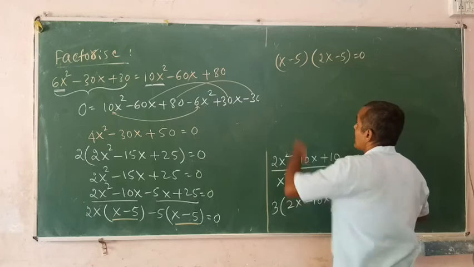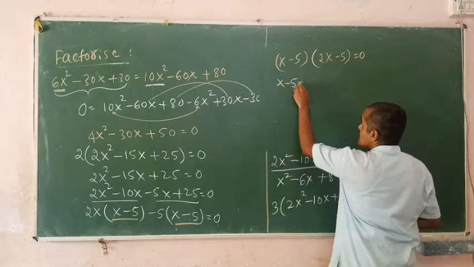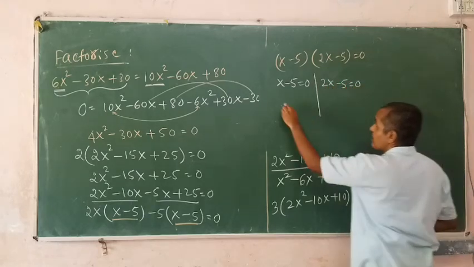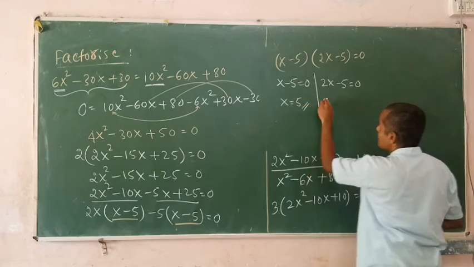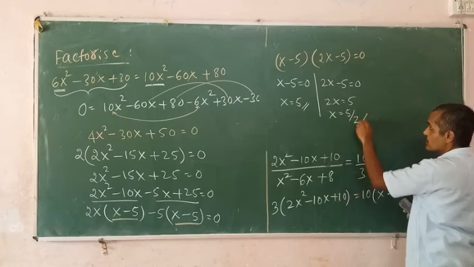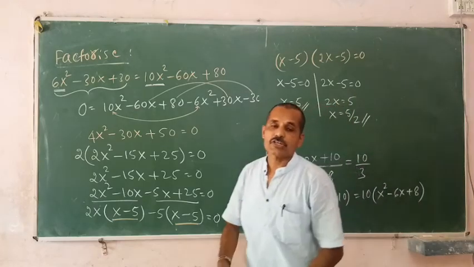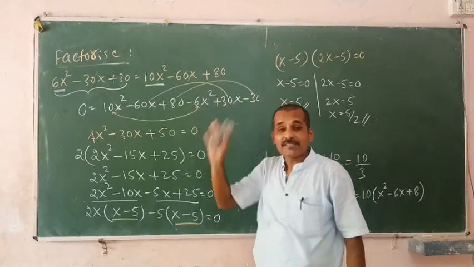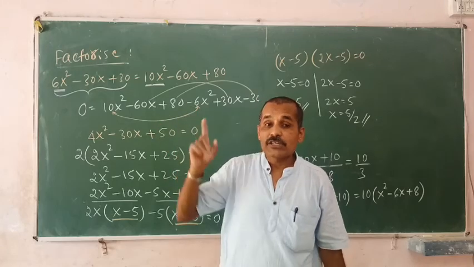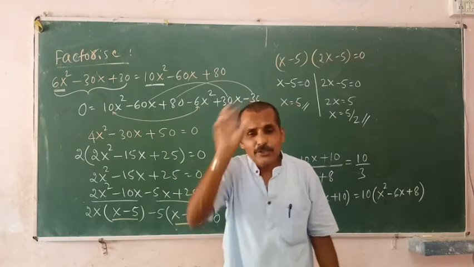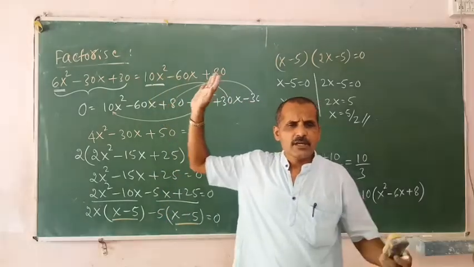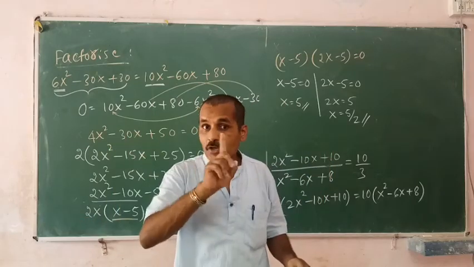I can write x minus 5 is equal to 0 or 2x minus 5 is equal to 0. So x is equal to plus 5, and 2x is equal to plus 5, so x is equal to 5 by 2. These are the roots of the equation. My dear children, this is how we can factorize and find the factors. Whenever the equations are not in quadratic form, reduce them to quadratic form and solve them. This is all about your factorization, not the quadratic equation.